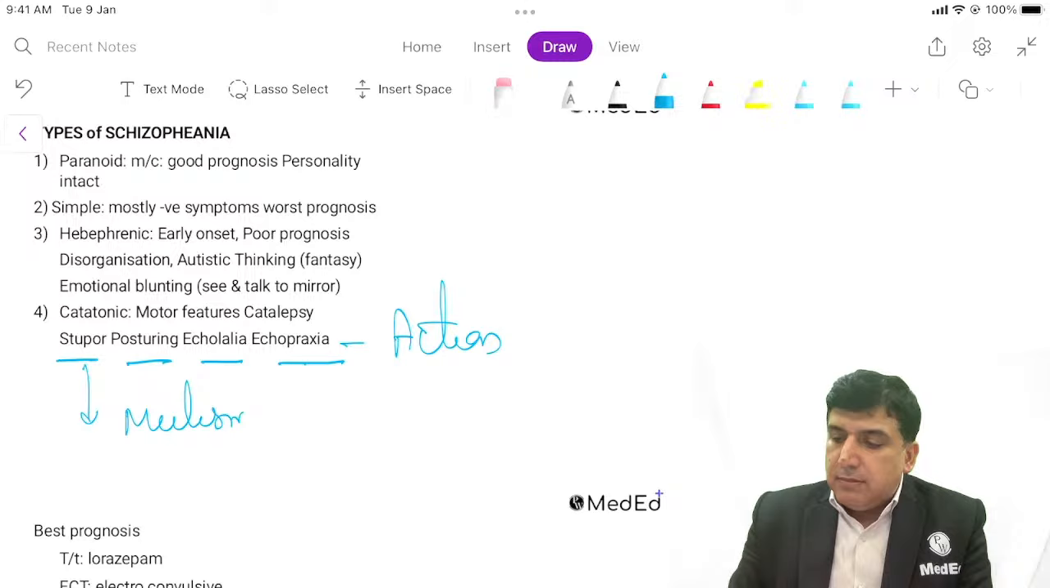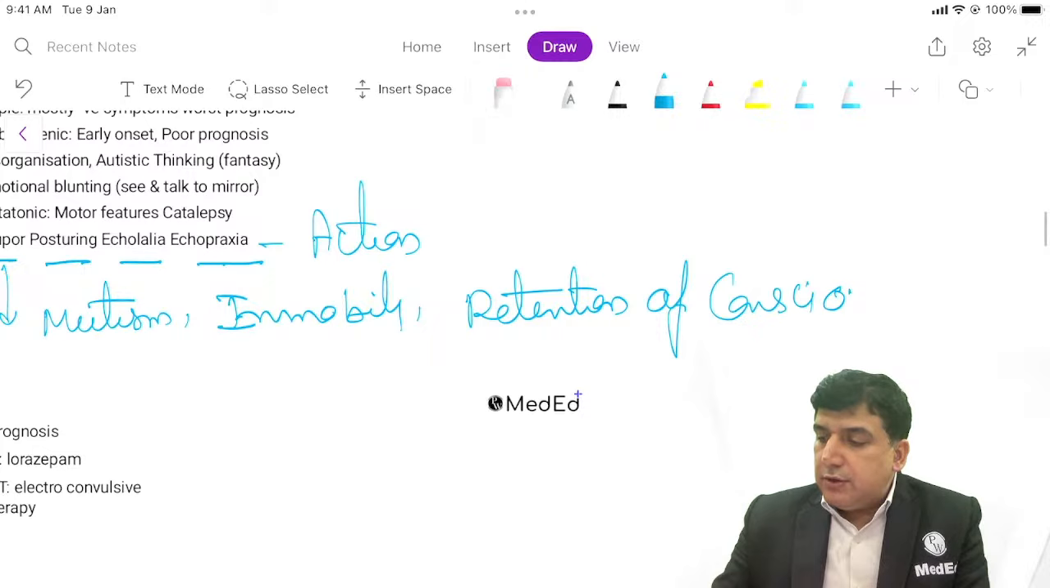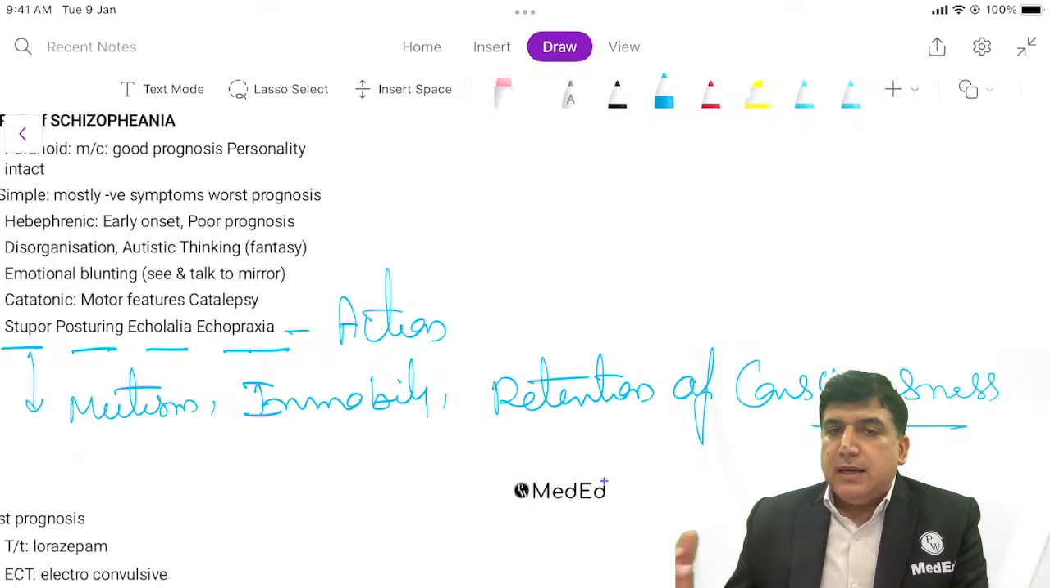Stupor: the patient in stupor is actually mute. So mutism, the person is immobile, but the person has retention of consciousness. So be very careful about it. Usually they ask, all of the following are true regarding stupor except, and they give the options mute, immobile, retention of consciousness, and one more option.